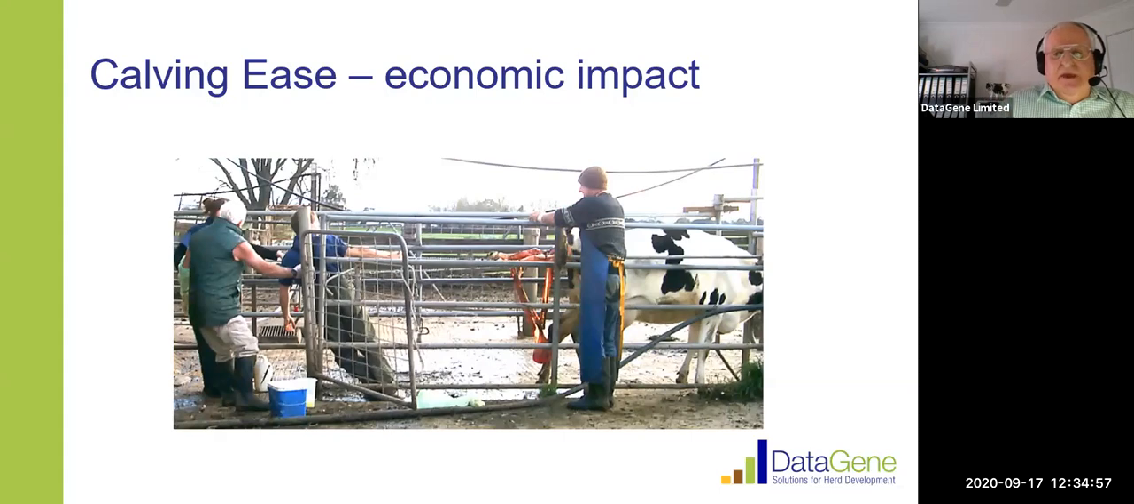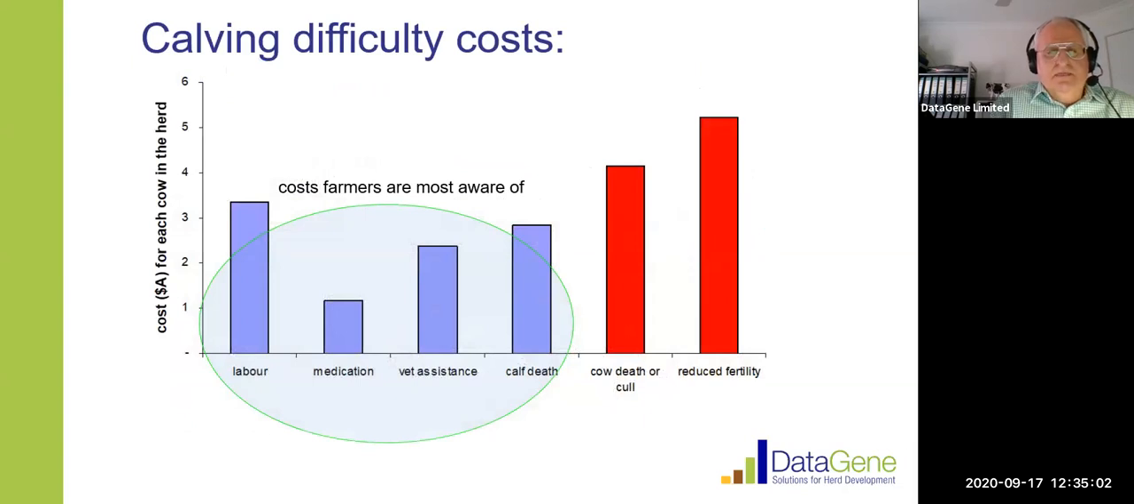So there is an economic impact. It's not just a short-term cost. So where are the costs? Well, the difficulty or calving difficulty, a lot of the costs are tied up with your labour. So the actual cost of you calving that cow and the time it takes extra to calve a cow with a difficult calving. You've got your drug costs or your medication costs, obviously your vet assistance costs, and in some cases that may be a big peak as well. And you've also got calf mortality. So they're the direct costs of calving difficulty.